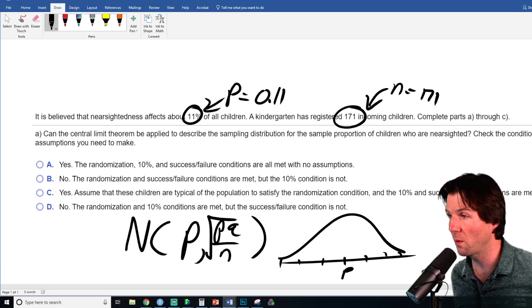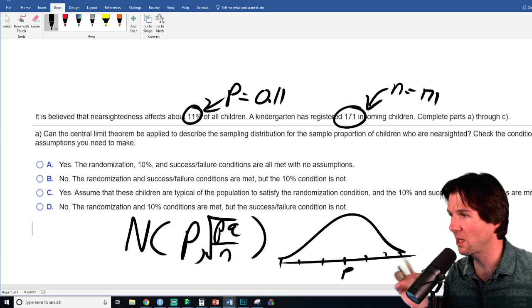Very important we know where this problem is going because it gave us P, it gave us N. And you might be saying, what is Q?